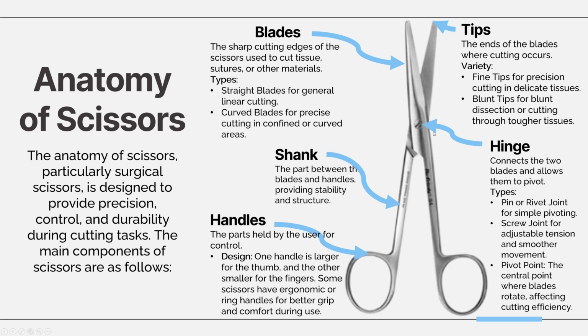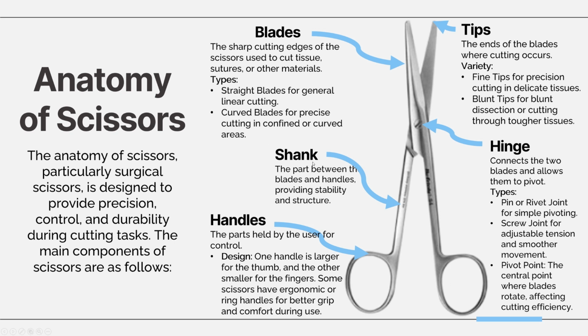And then we have the hinge here, which is the pivot point. They're also called box lock or screw joint. They ensure smooth blade movement. Misaligned hinges cause poor cutting performance. And then we have the handles. Typically, they are finger rings and used for control. Thumb and ring or middle finger placement, usually two, are used. Ergonomic designs reduce hand fatigue during long use.